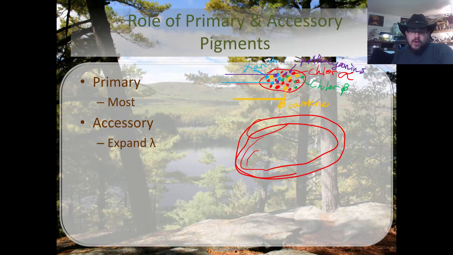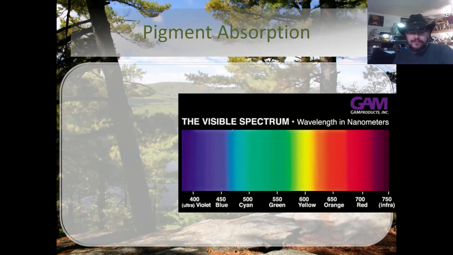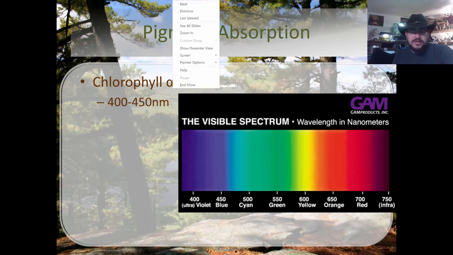So the whole role is to absorb light. Our chlorophyll alpha absorbs a specific set of wavelengths, and then all our accessory pigments absorb slightly different ranges of wavelengths. And this overall expands the amount of light, the wavelengths of light, we can absorb. So here's a visible spectrum again. Chlorophyll alpha can absorb in the 400 to 450 nanometer range.